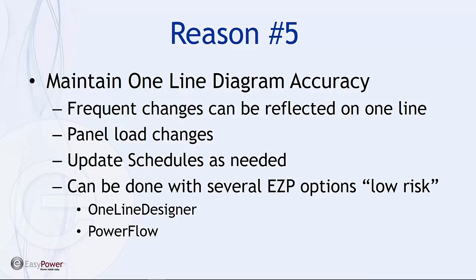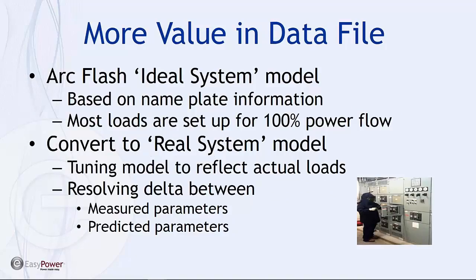So to springboard off of that, I want to make a very strong case that there's more value in the data file in this particular way of looking at it. The arc flash model is actually an ideal system model because it's based on nameplate information. Most loads, as we set up motors or panels, are set for 100% run load in the power flow tab, and as such, that does not necessarily reflect the real system.